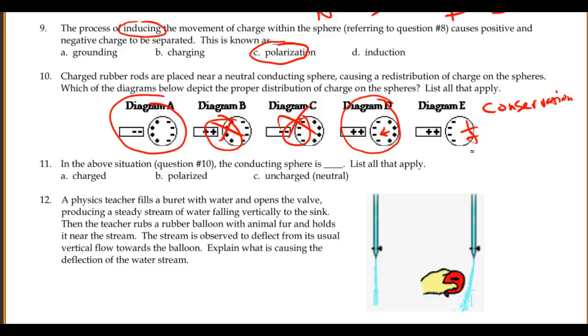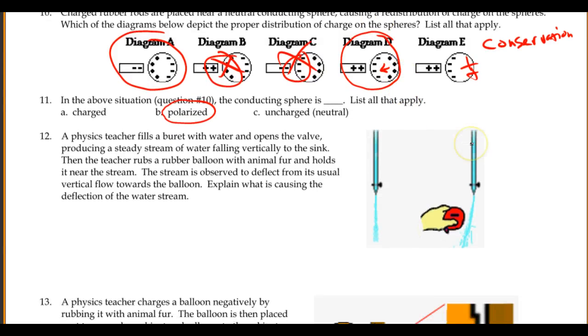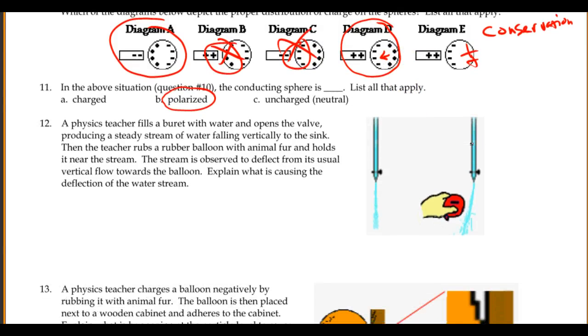Okay, so in the above situation, the ones that work, the conducting sphere is polarized. So the process is called polarization. When a sphere has this separation of charge, we call it a polarized sphere. One of the activities that I hope we've done is to use a charged balloon or a rubber rod to make water move toward it.